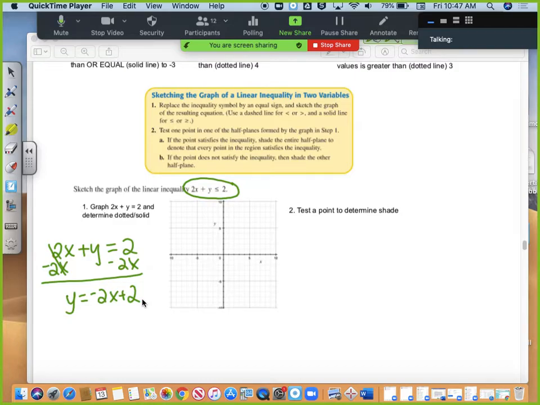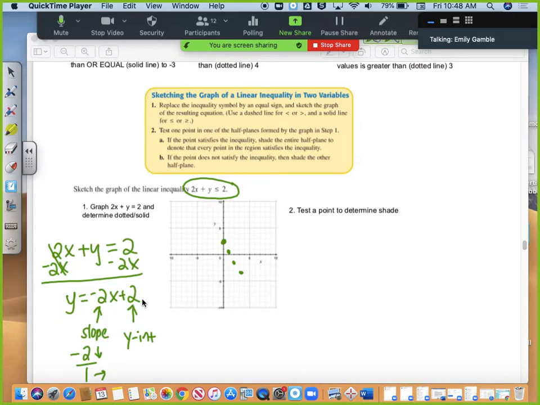Once I have this equation solved for y, then I can start graphing it. My y-intercept is this number here. So on the y-axis, I'm going to make a point at 2. My slope is here. Because it's a negative, I know that this line is going to be going down. I'm going to start at the y-intercept and then go down 2 units and over 1. So you start here, go down 2, over 1. Down 2, over 1. Down 2, over 1. My line's not perfect, but yours will be better.